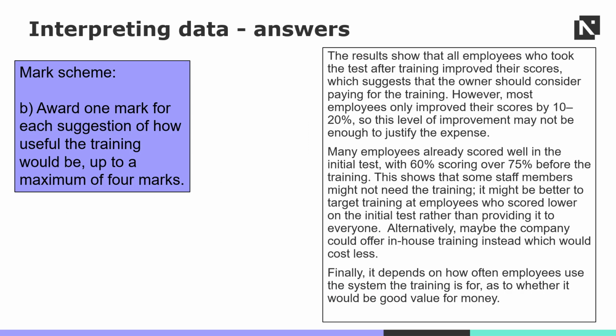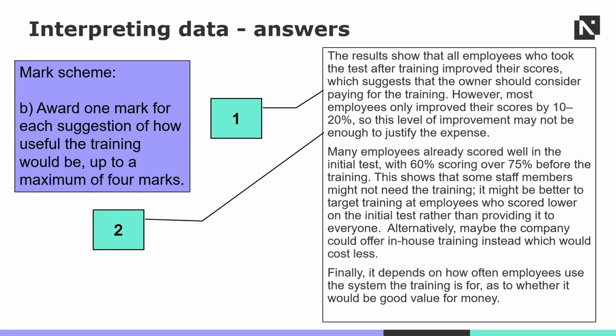So this is the suggested mark scheme from the question on the previous slide. As we've already said, students would achieve 1 mark for suggesting that the owner should pay for the training because all of the employees managed to improve their scores. However, they need to be a little bit more analytical, and the 2nd mark could be something like, however, most employees only improved their scores by around 10 to 20%, so perhaps that's not enough to justify the expense.